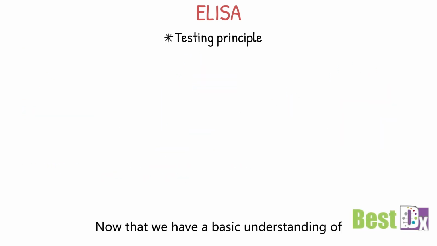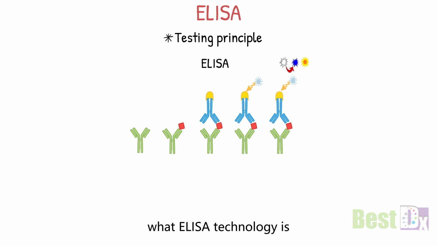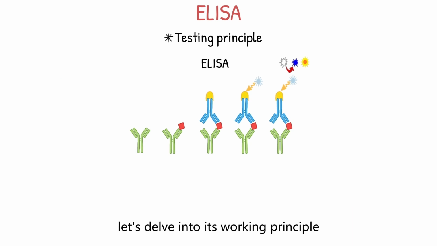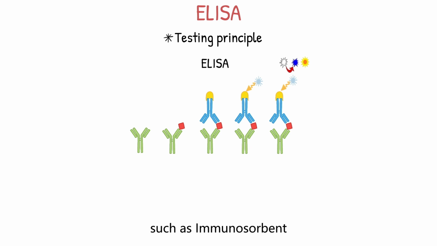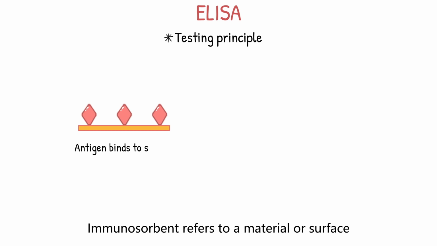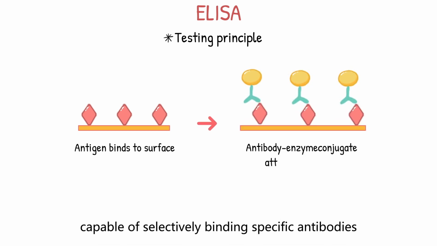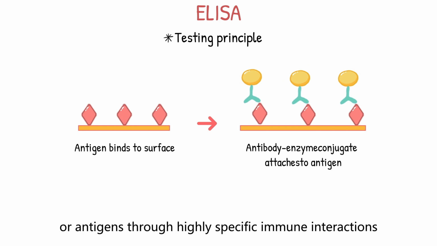Now that we have a basic understanding of what ELISA technology is, let's delve into its working principle in a clear and concise manner. Before we proceed with the explanation, let's first familiarize ourselves with some concepts, such as immunosorbent. Immunosorbent refers to a material or surface capable of selectively binding specific antibodies or antigens through highly specific immune interactions.